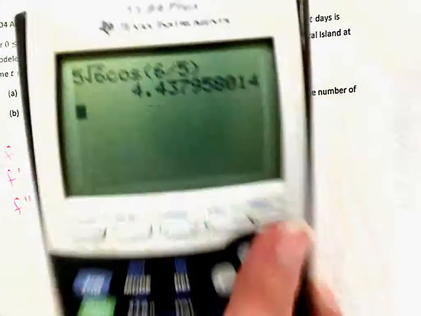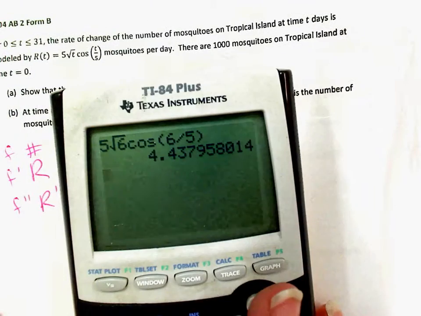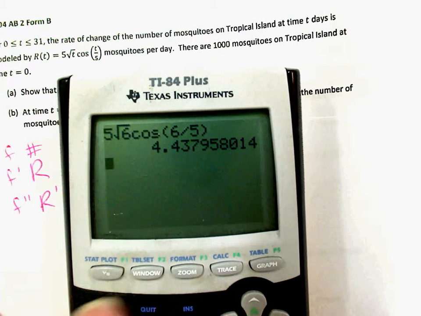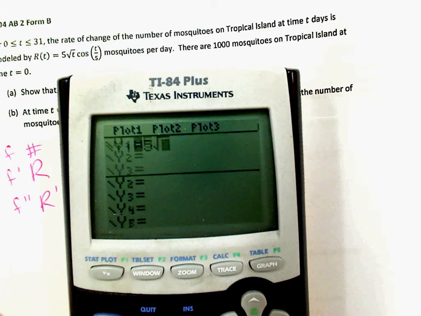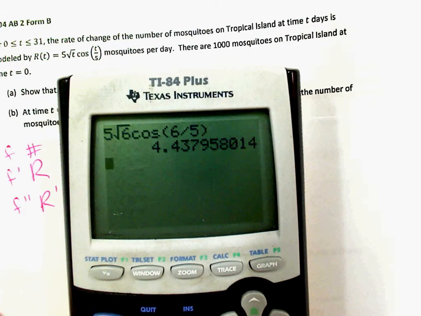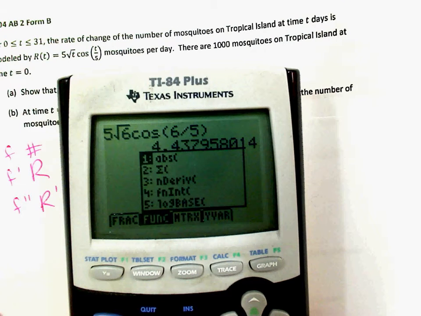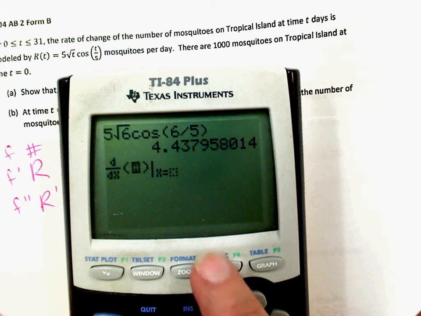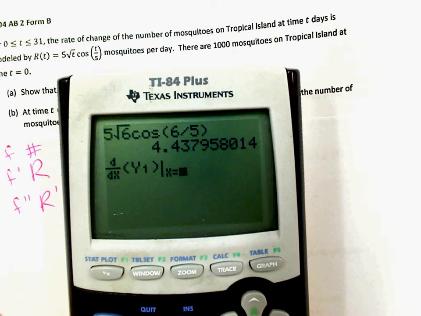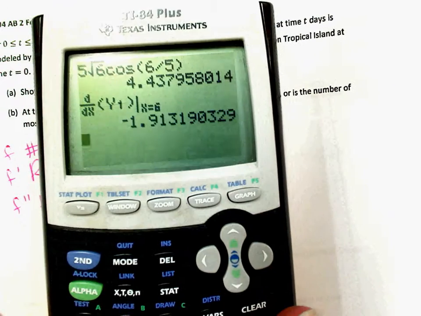Now, I'm assuming that we would have typed this in our calculator, right? In y1. So, 5 square roots of x, cosine of x divided by 5. Second quit, alpha, window, number what? Don't I want to find the derivative of y1 at x equals what? 6. And I get what? Okay, I get a negative number.